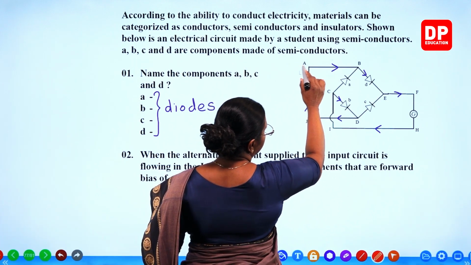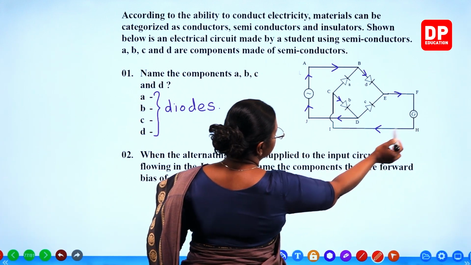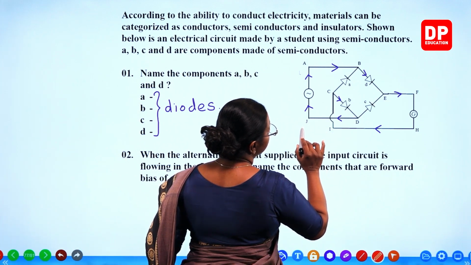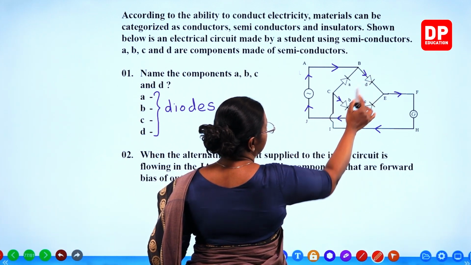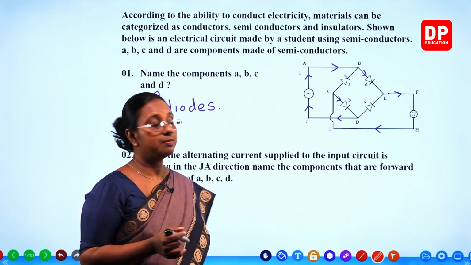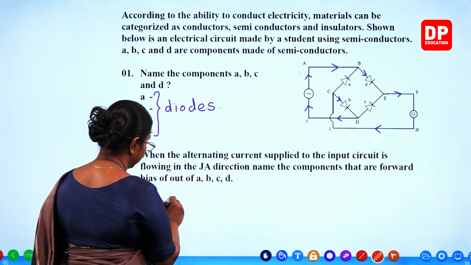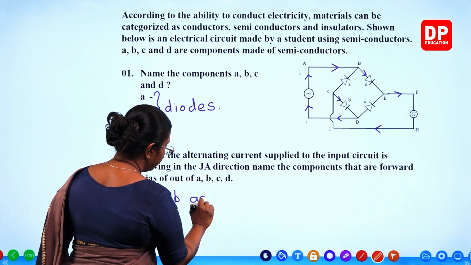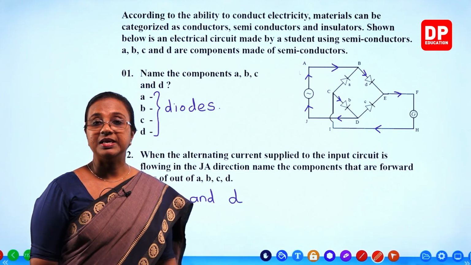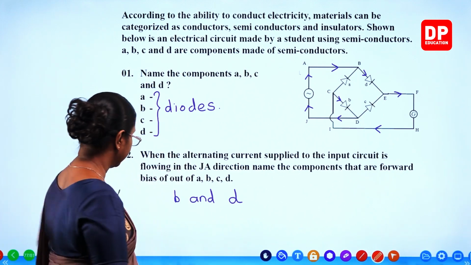So, current flows this way: J to A, B, D, then F, galvanometer, H, C, B and J. So there you can see both D and B. Those are the two diodes that are forward biased. So components that are forward biased: B and D. Is that clear, students? B and D. With that, I'll move on to the next slide.